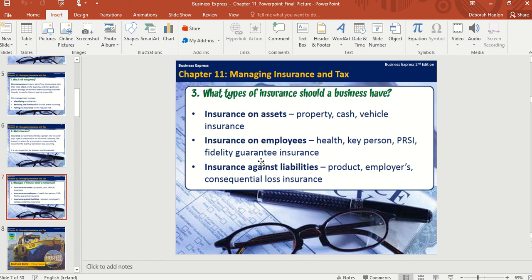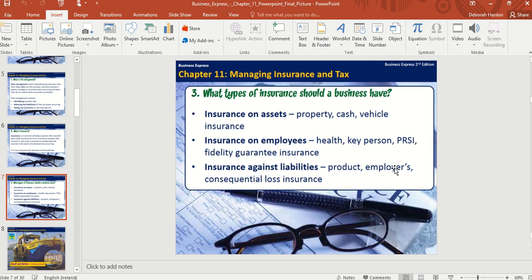Fidelity guarantee insurance then is to insure the business against dishonesty of staff. So if they're dishonest or they steal, they will be guaranteed against that. Any other liabilities then, so these are assets, these are liabilities. So anything that the business would have to pay out if, for instance, their product would injure any customers, that insurance would protect them against that.